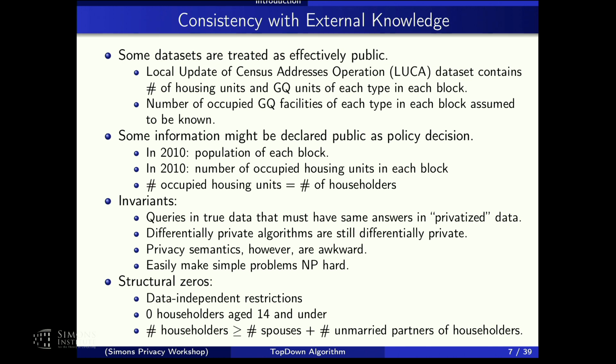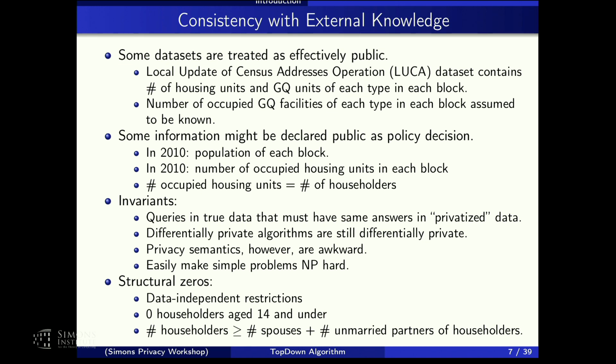So basically, we have this term invariants. These are queries in the data that have to have the same answer in the differentially private data that we create. Our algorithms are still differentially private, but this changes the privacy semantics, because we have to account for releasing the invariants along with releasing the differentially private summaries. So the privacy semantics become very awkward. We've been working on a paper for, it seems like, years. It's been rewritten many times, and we're still not very happy with it. But aside from the semantics part, the computational problems become NP complete. Okay, so those are invariants.